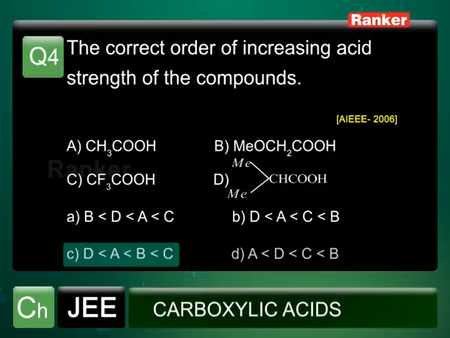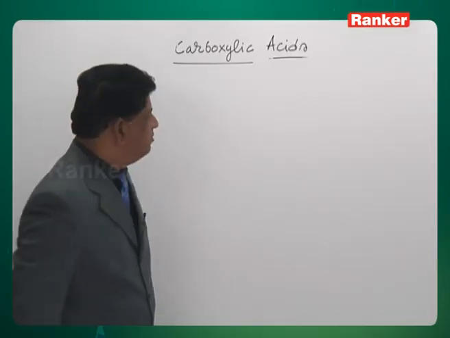So therefore the final answer will be C. Answer C is the right answer, in which trifluoroacetic acid is arranged at the end and dimethyl acetic acid at the first, and in between that, acetic acid and the methoxyacetic acid. So the answer C is the right answer. So let's go for question number 5.